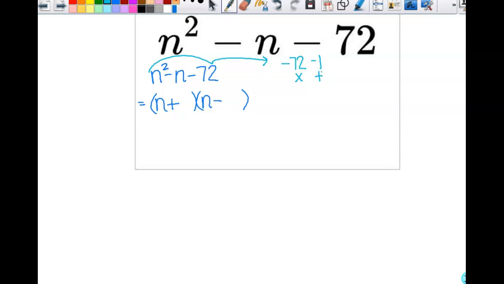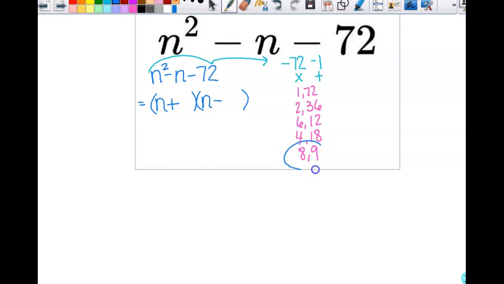If you can't just think of what it is, list things out. Well, I got 1 and 72. I got 2 and 36. I got 6 and 12. I got 4 and 18. And I got 8 and 9. I think that's all of them. Would any of those, since the signs are opposite, subtract to give you negative 1?